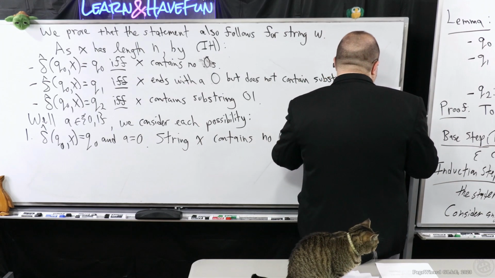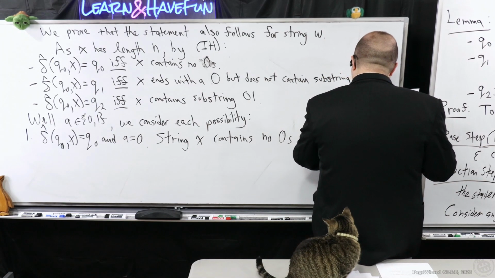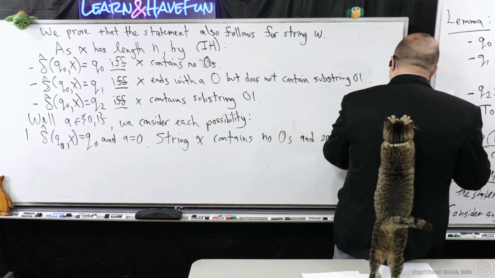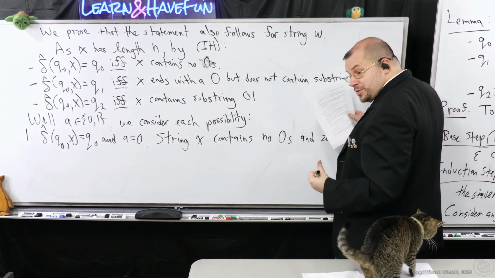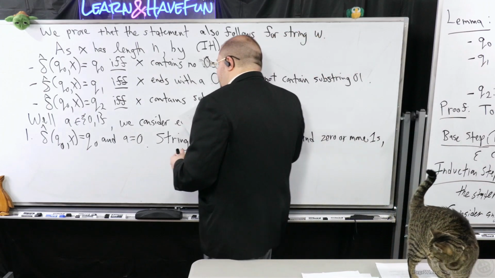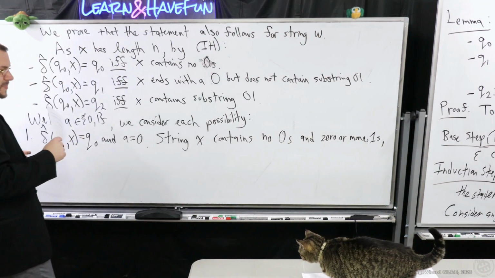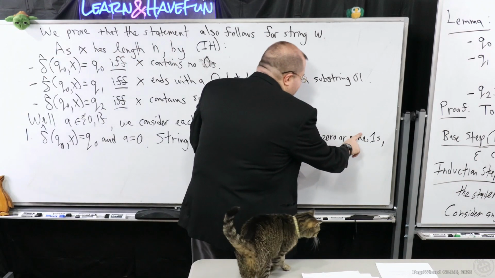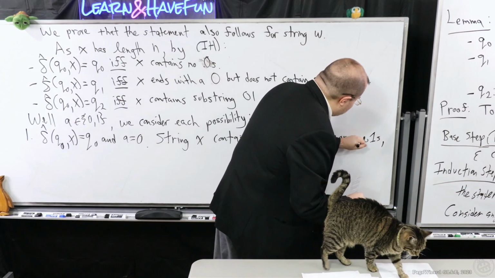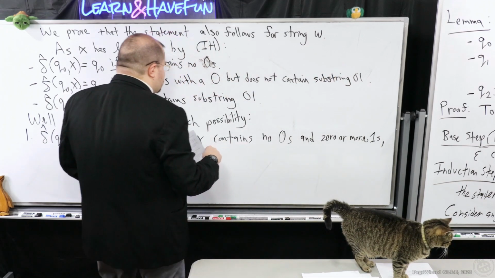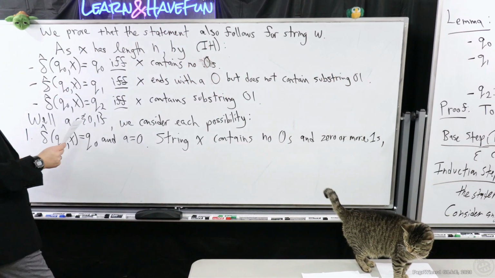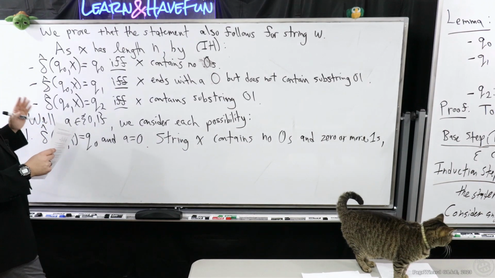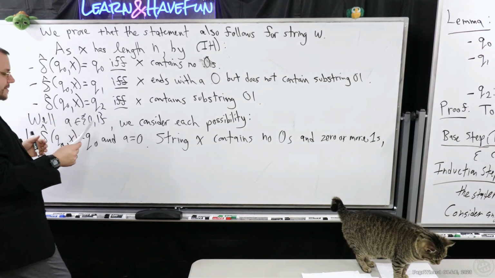And 0 or more ones. Yes, Miss Kitty, yes. I didn't forget about the ones, okay? We got to remember about them. So we got 0 or more. 0 or more ones. So now we know that about x, right? It has 0 or more. It contains no zeros and 0 or more ones.